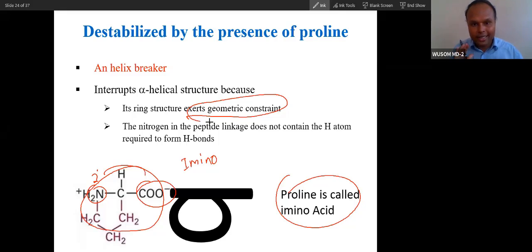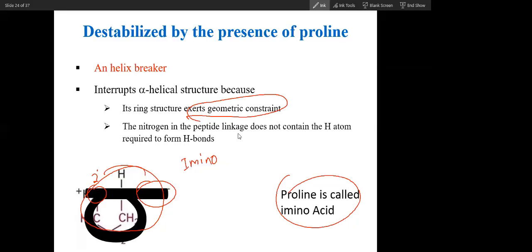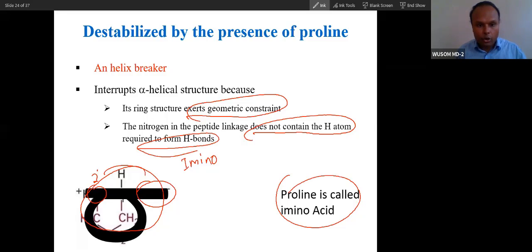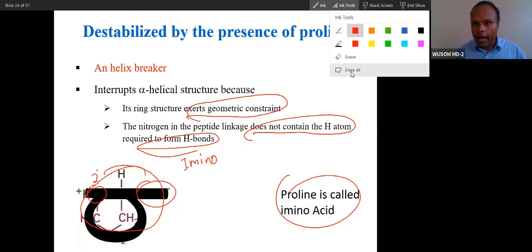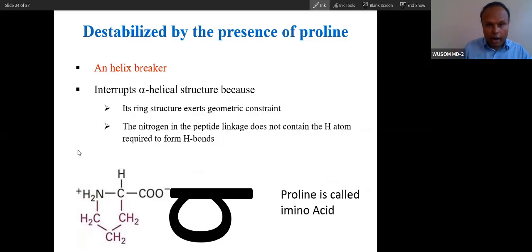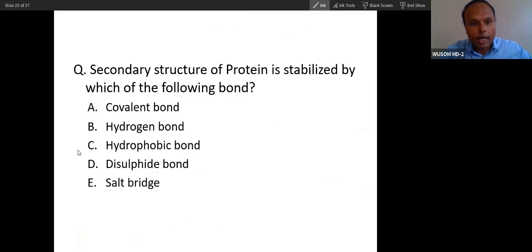It has a geometric constraint. And the nitrogen in the peptide linkage does not contain the H atom that is required to form a hydrogen bond. So it does not have a hydrogen available for formation of hydrogen bond that is required during stabilization of helical structure. So it is not feasible for formation of hydrogen bonding also.